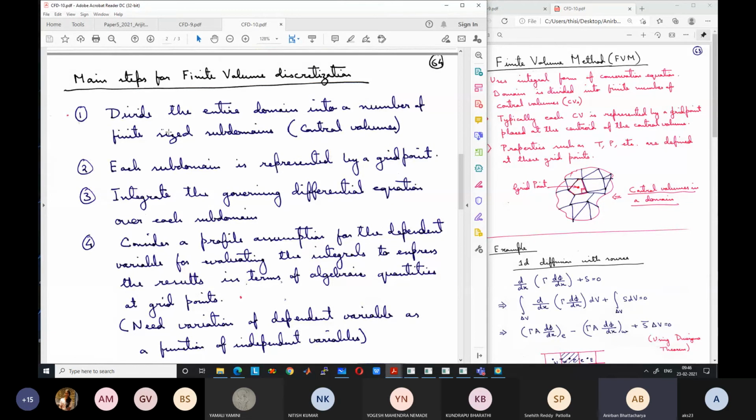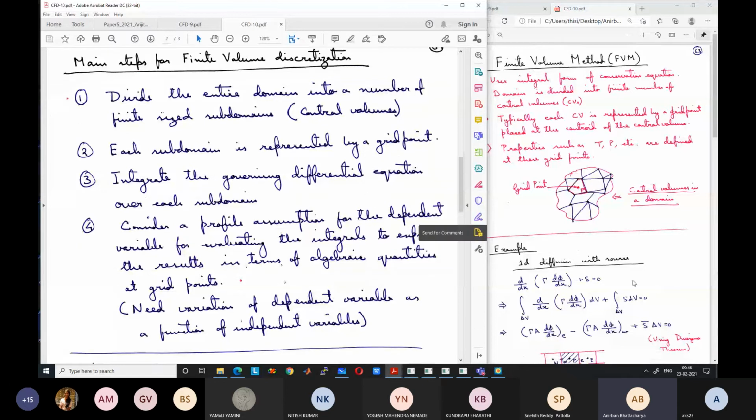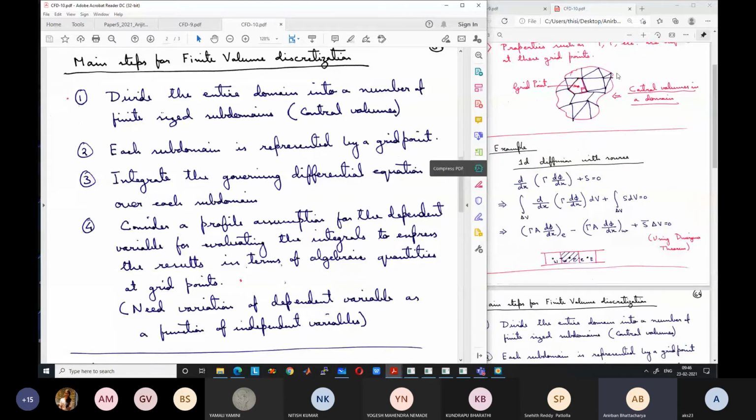Typically, the grid points are at the centroid, but it is not a fixed rule. It can be at some other point also, but that will make the equations more complex. Then we integrate the governing equation. As we have seen, we integrate the governing equation over each control volume. So for one control volume, we have seen. Similarly, we have to integrate the governing equation for all the control volumes.